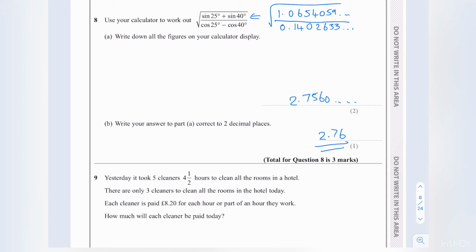If you got the incorrect answer in part A, but you successfully rounded it to 2 decimal places, you get what's called a follow through mark. So you would get that 1 mark here, even if you got an incorrect answer in part A.